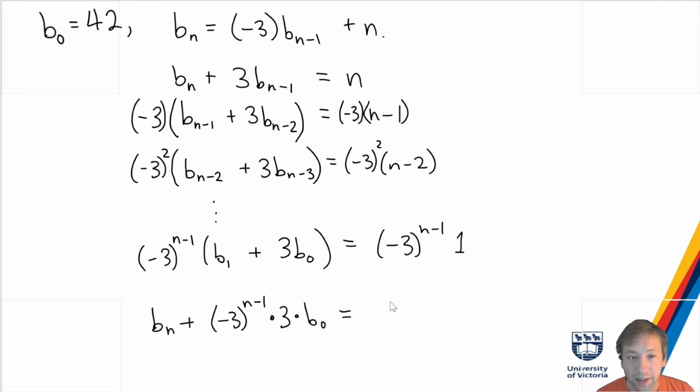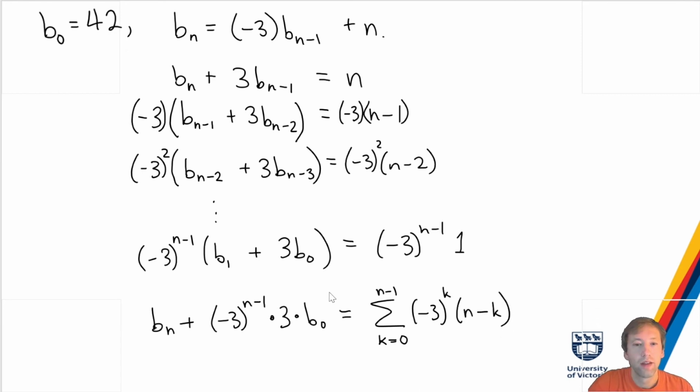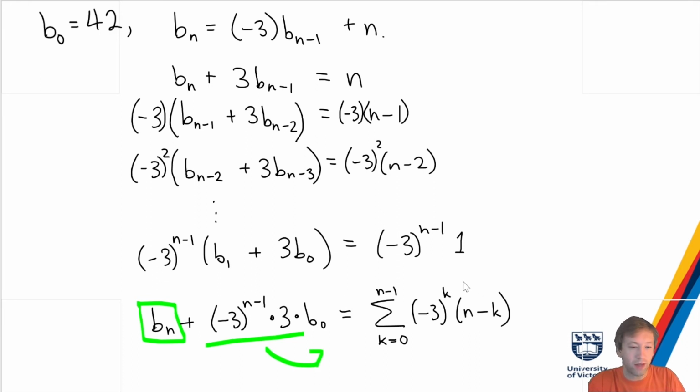And on the right side, this is going to be the sum, k equals, let's say, 0 up to n minus 1 of negative 3 to the k times n minus k. Okay, so therefore, I now have a formula for bn. It's not great because I still have a sum, but if I can take bn here, I can subtract this to the other side, and I've got a formula. So let's try to simplify further after doing that.